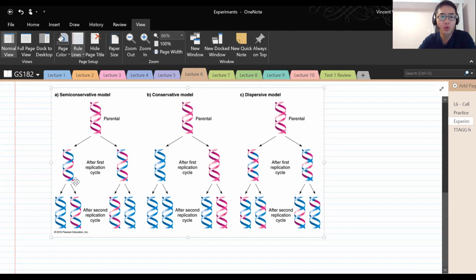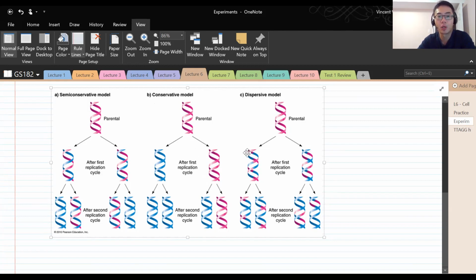So one strand would be made up of original material, shown here in pink, and the other strand is made up of entirely new material, shown here in blue. In the conservative model, you will have one DNA molecule made up of entirely new material, shown in blue, and one DNA molecule made up of entirely original material.